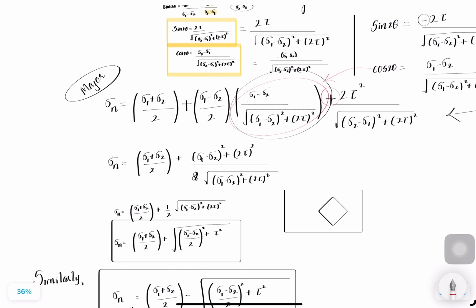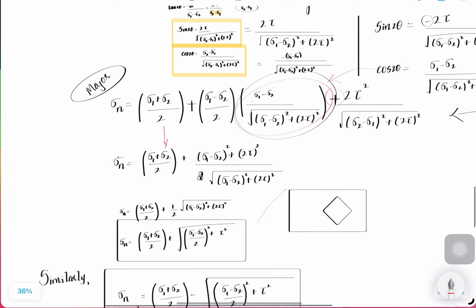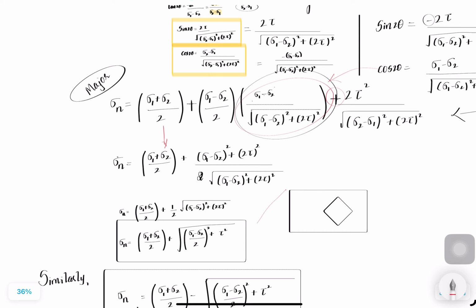So how do we get this particular expression? The final expression is here, you could see the final expression. Well, if you want a mathematical explanation, (sigma 1 plus sigma 2) divided by 2 is written as it is. And then (sigma 1 minus sigma 2) times (sigma 1 minus sigma 2), which is (sigma 1 minus sigma 2) the whole square, plus 2 tau squared, divided by 2 into the square root of (sigma 1 minus sigma 2) the whole square plus 2 tau squared.